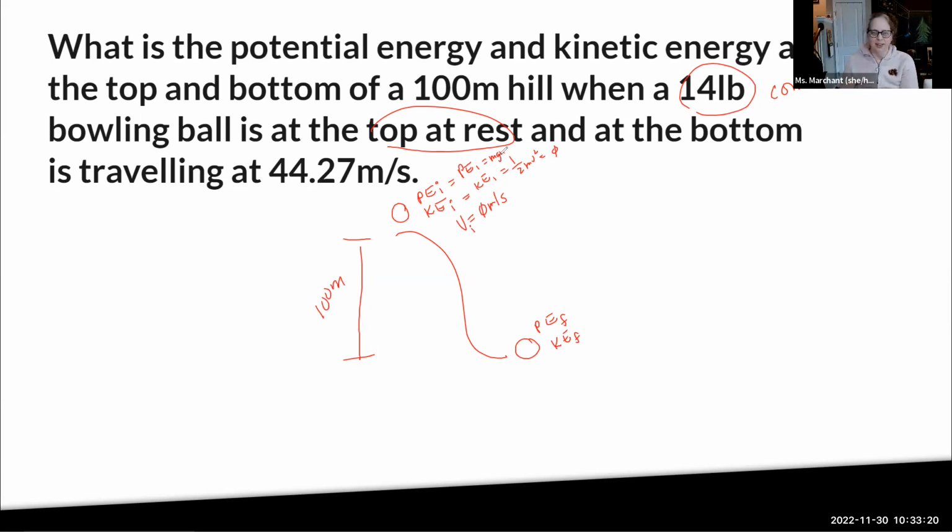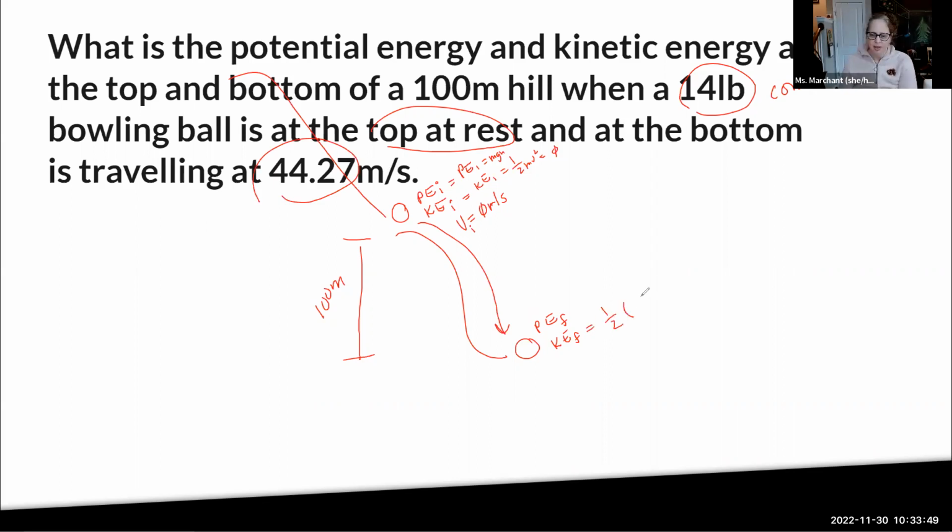Again, read the problem really carefully. And your height would be how much it's able to go down. So it's able to go down 100 meters. That's kind of just an abstract quantity because we don't know if the mountain's going to be taller or what else is going on. So it just throws that at you. And at the bottom, it's traveling 44.27 meters per second. Meters per second is a velocity.